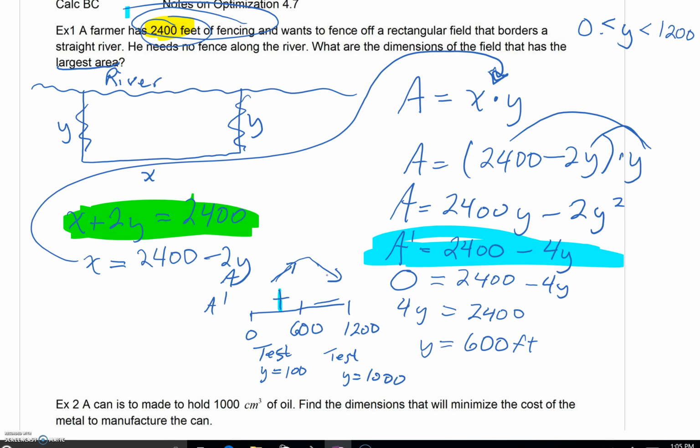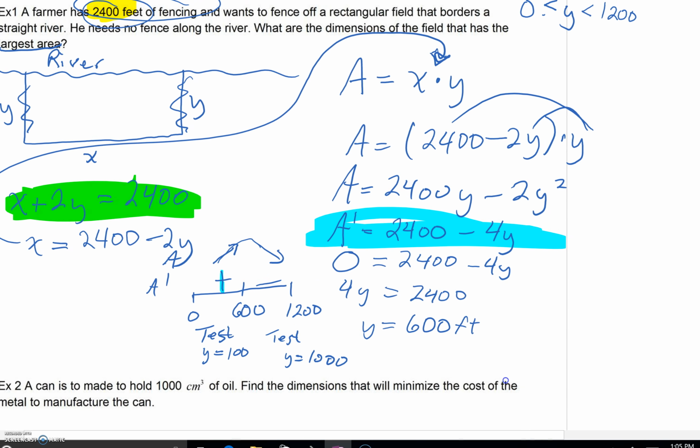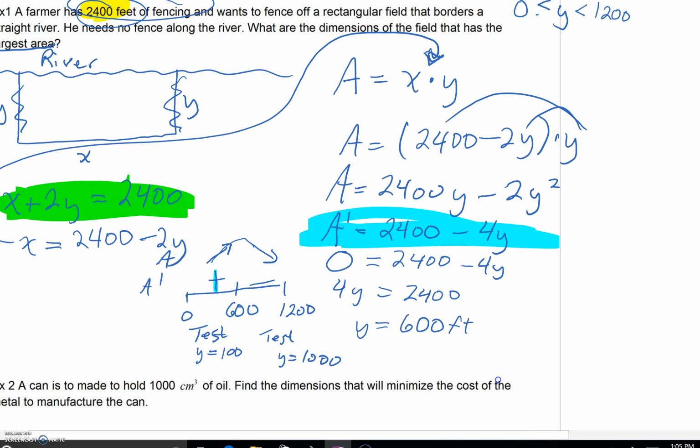The endpoints, of course, have to be smaller. I mean, technically, you could even think about what would happen if you plugged in those endpoints. If you plugged in the endpoints, you wouldn't have a rectangle, would you? Plug in y equals 0, plug in y equals 1,200, you wouldn't even have a rectangle to speak of. So, look, here's what we're going to do to just clean this up a little bit.